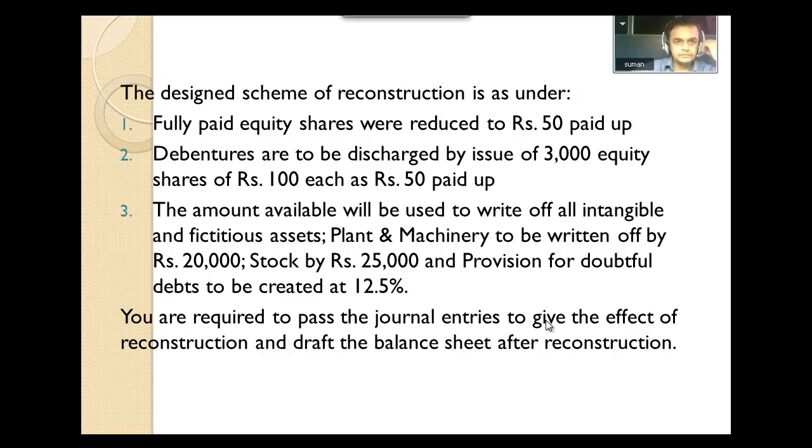They have the scheme of reconstruction. In the first adjustment, fully paid equity shares were reduced to rupees 50 paid up. Next, they have to discharge their debentures by issue of 3,000 equity shares of 100 each as 50 paid up. In the third adjustment, all the intangible and fictitious assets should be written off by reducing plant and machinery by 20,000, stock by 25,000, and provision for doubtful debts to be created at 12.5%.